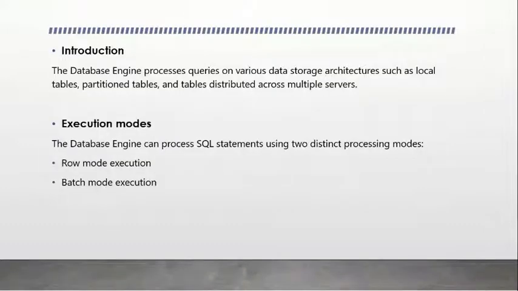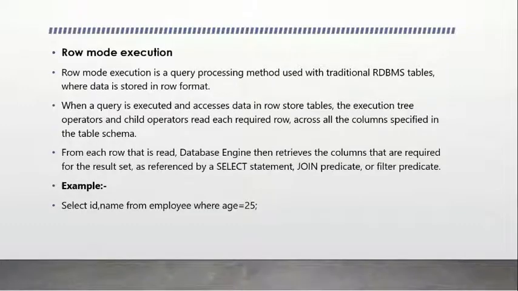The database engine processes queries on various data storage architectures such as local tables, partition tables, and tables which are distributed across multiple servers. The database engine processes SQL statements using two distinct processing modes: row mode execution and batch mode execution. In row mode execution, the database engine processes the SQL statement row-wise. It is a query processing method used with traditional RDBMS tables, where data is stored in row format.